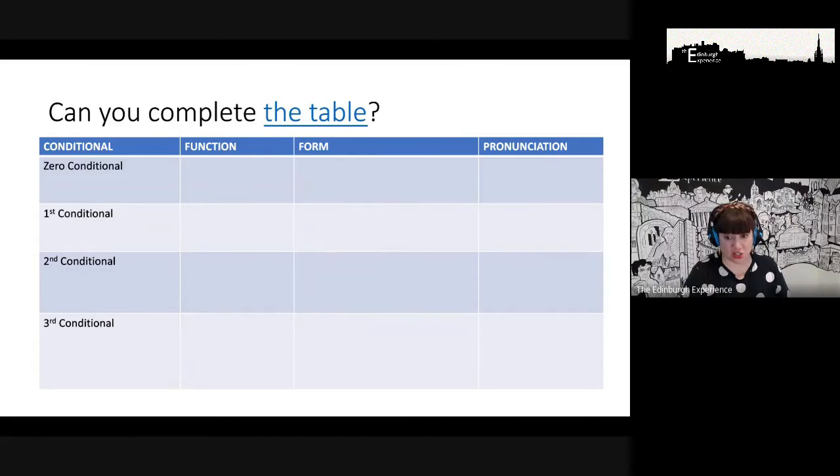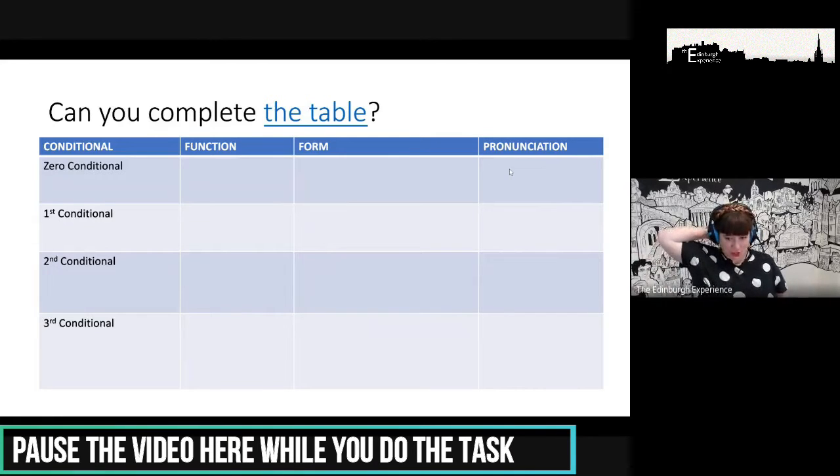We're going to think first of all about the function. Remember, that's always the most important thing. So what's the purpose of using that structure? What does it express? Why am I using it? Then consider how you construct it, what the form is. And finally, think about if there's anything important that you need to consider when it comes to the pronunciation of that structure. So are any contractions happening? Do any sounds change? Things like that. Okay, so take 5 minutes, make your notes, see how much you can remember, and then we'll check. We'll go and revise everything over and summarize our answers.